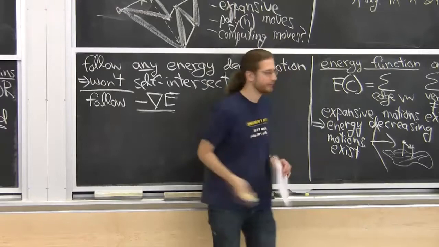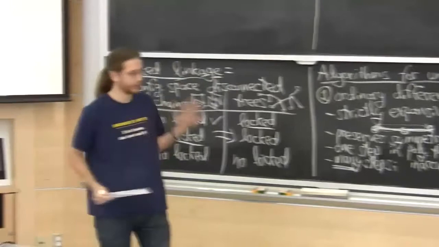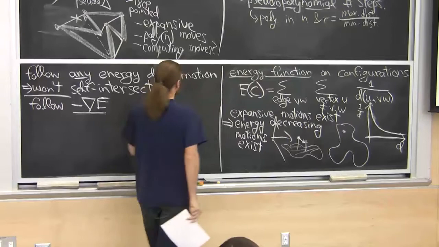Believe me that it exists. It exists because this energy function is smooth in some sense. You're basically taking first derivatives. That gives you the place that has the highest change, and boom, that gives it to you. It's very easy to compute. Because this function has quadratically many terms, it takes about n squared time to find it. And that gives you some energy decreasing motion. It's just an easy one to find.